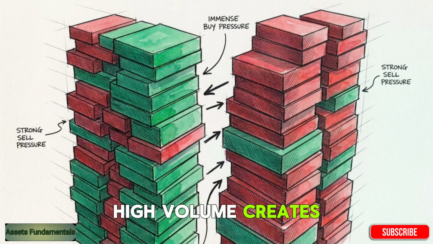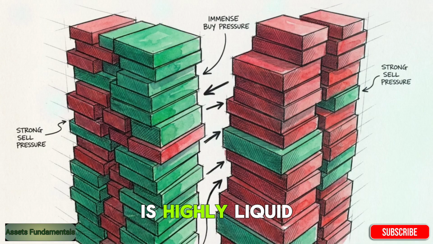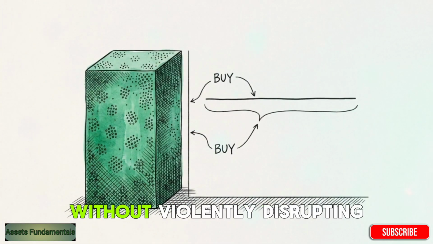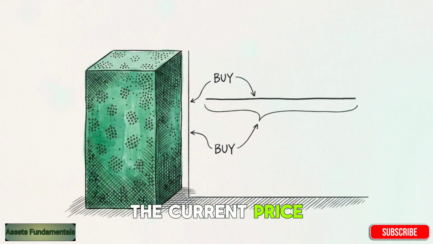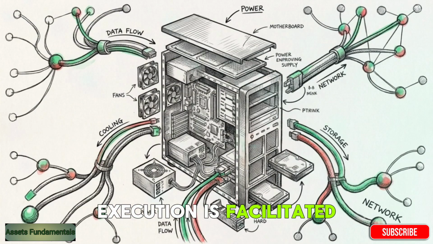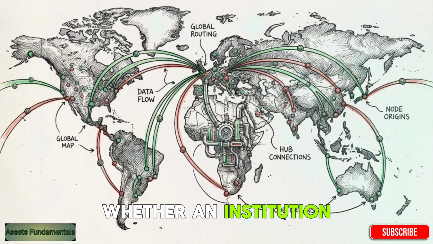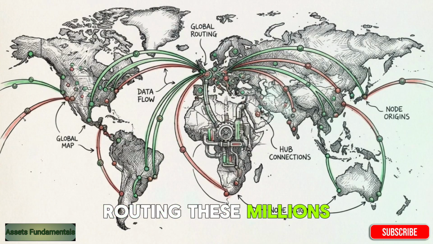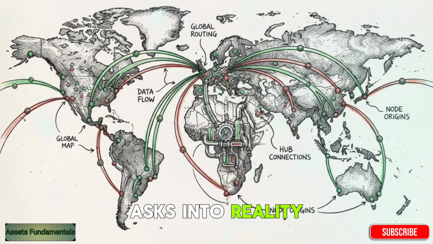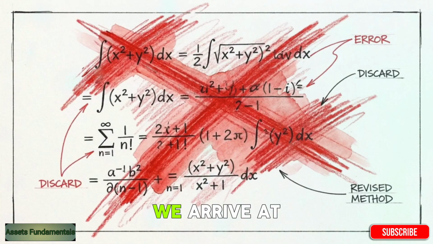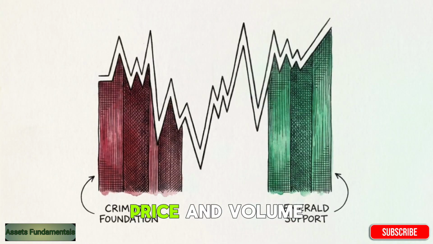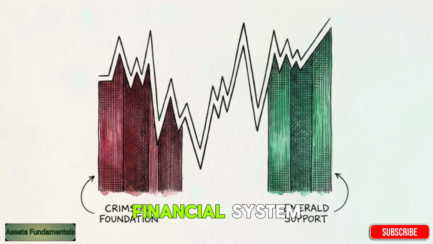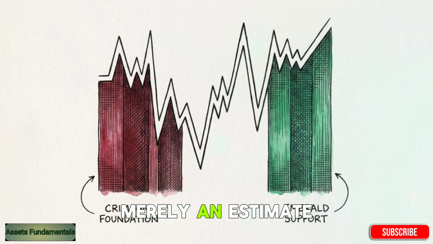High volume creates liquidity. When a market is highly liquid, massive amounts of capital can enter and exit positions smoothly without violently disrupting the current price. All of this execution is facilitated by a broker. Whether an institution or an online platform, the broker is the necessary infrastructure routing these millions of bids and asks into reality. By breaking down this process, we arrive at a critical conclusion. Price and volume are the only objective, real-time truths in the entire financial system. Everything else is merely an estimate.